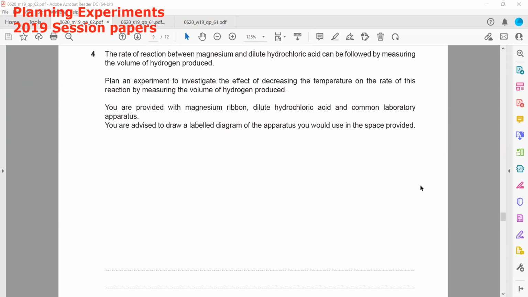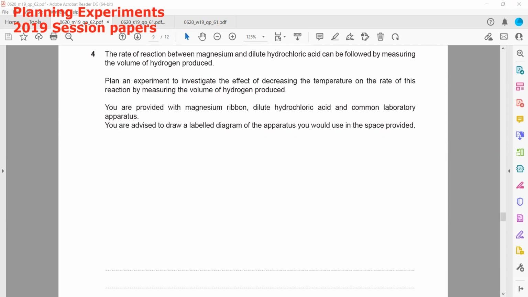By measuring the volume of hydrogen gas produced, you are provided with magnesium ribbon, dilute hydrochloric acid, and common lab apparatus. So we just want to find the effect of temperature on the rate of a reaction, or decreasing the temperature, how the rate of the reaction is affected.